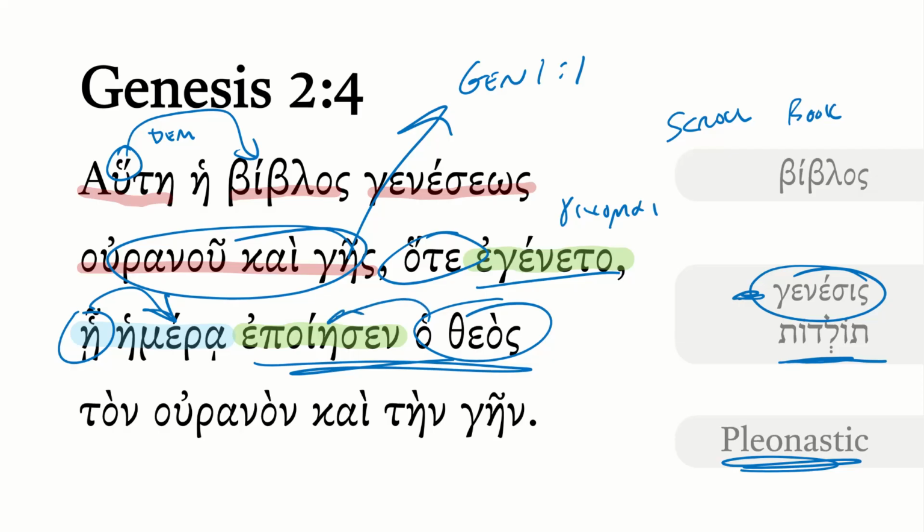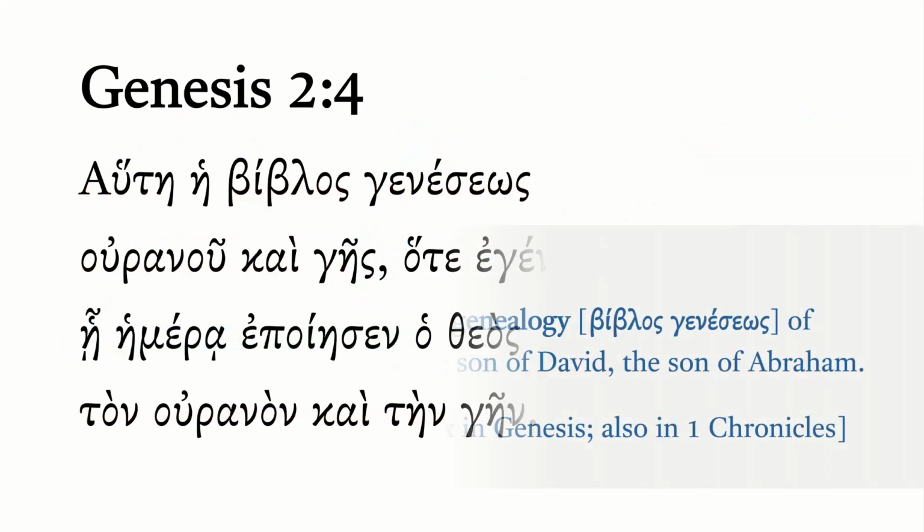And this, of course, once again goes back to Genesis 1:1, where God made heaven and earth. And we have that repeated, the heaven and the earth. So this is the book of the Genesis of heaven and earth, on which, or when it came to pass, on the day in which God made the heaven and the earth.